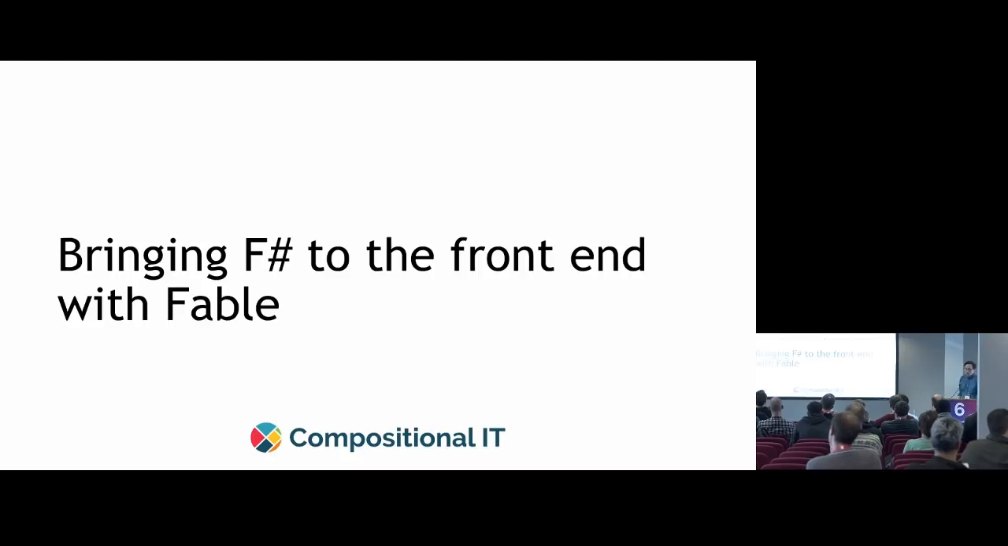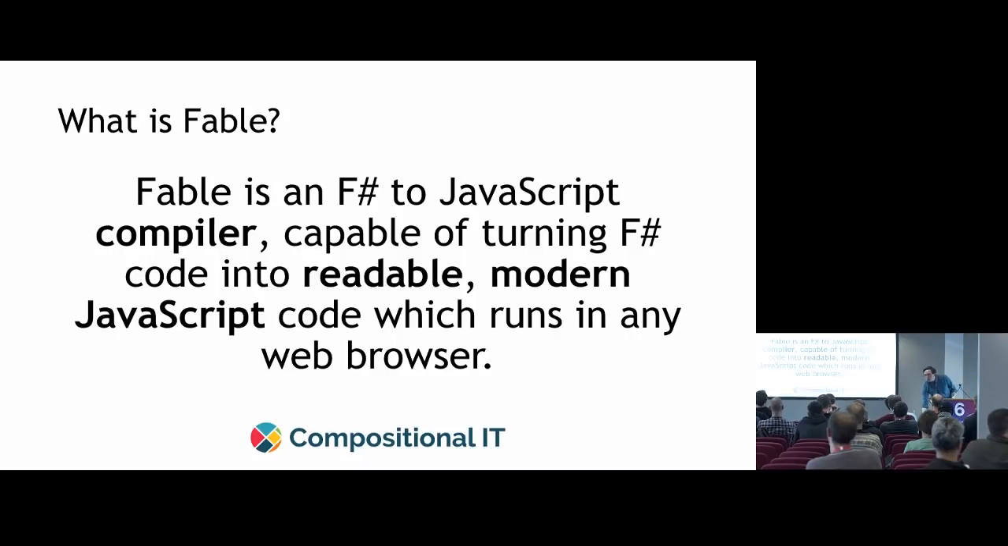So F# is great in the backend. I personally really like statically typed languages, which means that I'm not a particular fan of JavaScript, and I've never been very good at it. So Fable is a compiler which allows us to write F# and cross-compile it into JavaScript. Except it doesn't just turn it into JavaScript, it turns it into nice, readable, modern JavaScript.